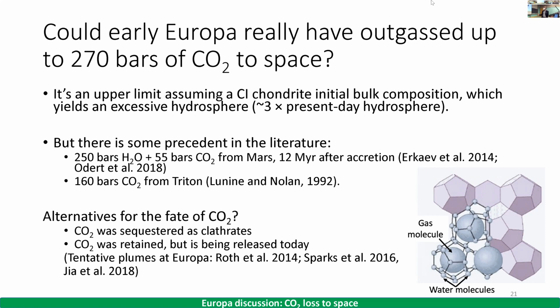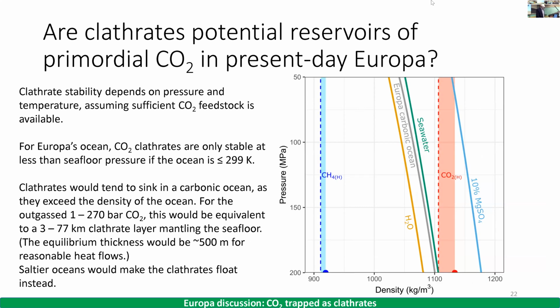So there are some tentative plume detections at Europa. There are independent studies that have looked at these possible plumes, which may or may not exist. There's some controversy as to whether these plumes actually have been seen. Okay, so are clathrates potential reservoirs of this primordial carbon dioxide in present-day Europa?